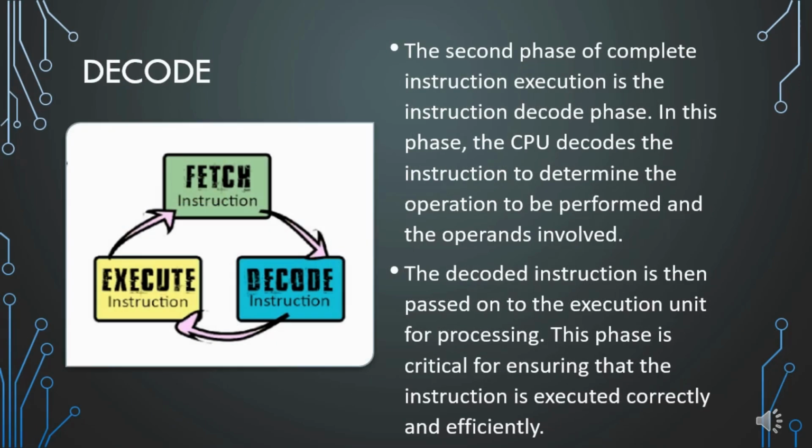The second phase of complete instruction execution is the instruction decode phase. In this phase, the CPU decodes the instruction to determine the operation to be performed and the operands involved. The decoded instruction is then passed on to the execution unit for processing. This phase is critical for ensuring that the instruction is executed correctly and efficiently. The third phase, execute, will be explained by Nikhil.